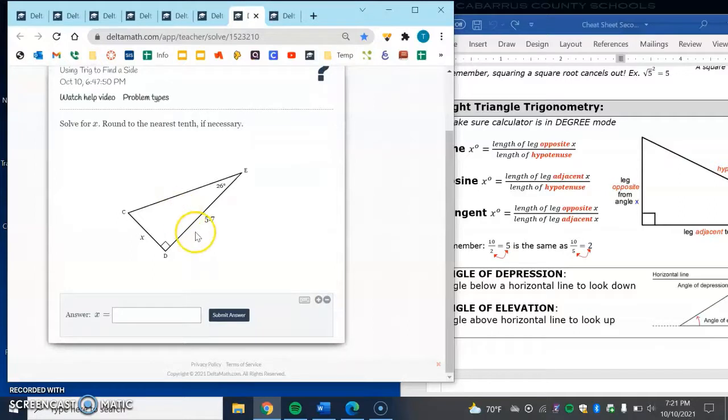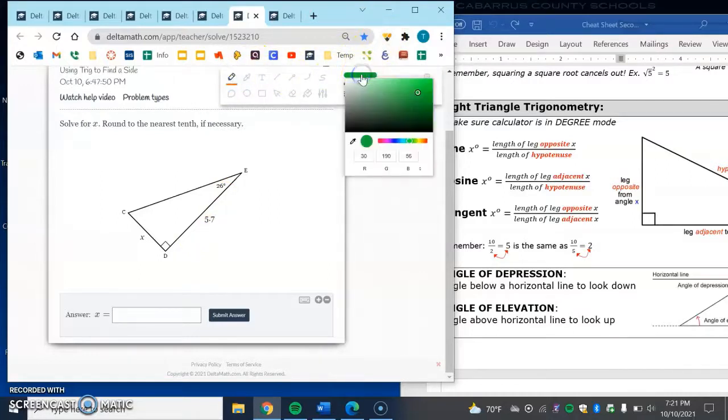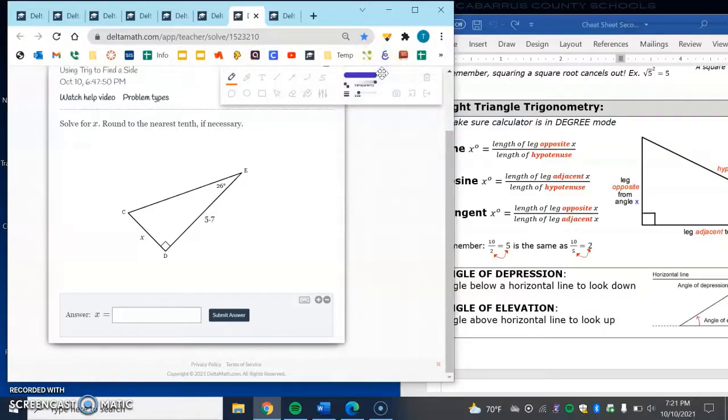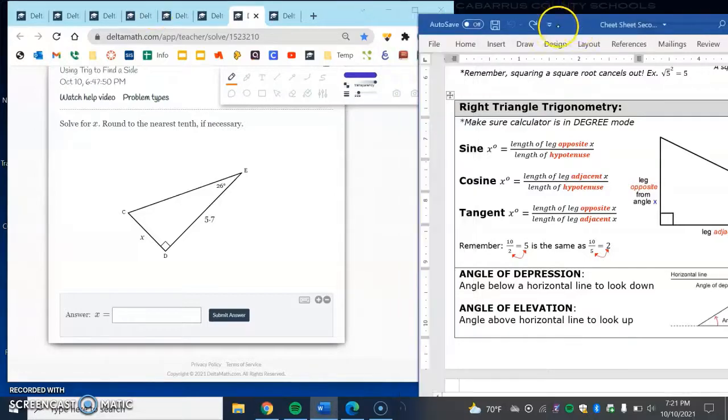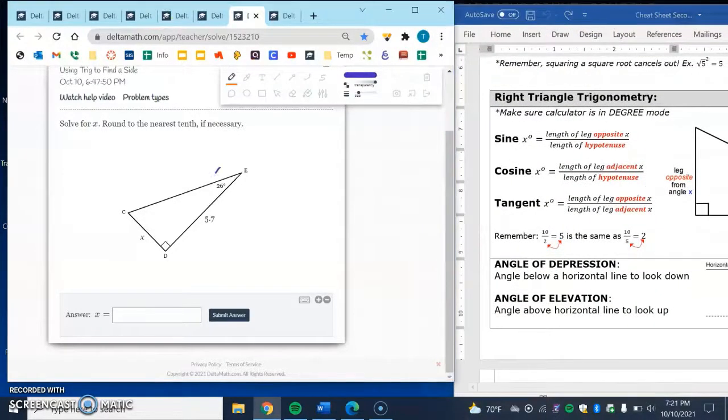Solve for x. So again, this time it gives me a side and an angle. So I can't use Pythagorean theorem because you need two sides to use Pythagorean theorem. So instead I'm going to use these trig ratios. All right, let's figure out which ratio we can use here. The angle that it gives us is angle E here. That's going to be our reference angle.